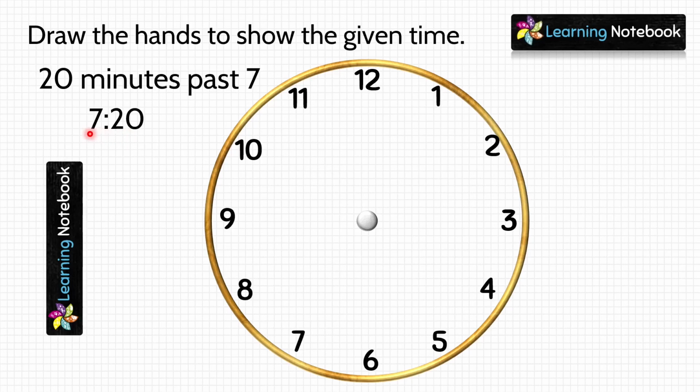7:20 means our hour hand is between 7 and 8. So draw the hour hand in such a way that it is between 7 and 8. Now 20 minutes. We have to represent 20 minutes. This means the minute hand should be at 4. Students, also make sure that you draw the minute hand as the longer hand and hour hand as the shorter hand.